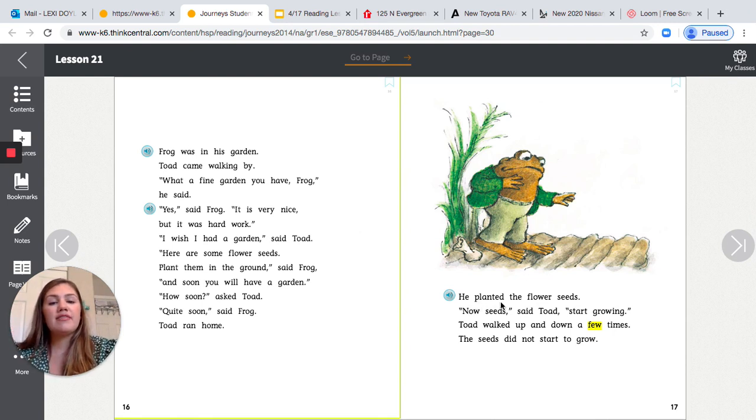Toad ran home. He planted the flower seeds. "Now, seeds," said Toad, "start growing." Toad walked up and down a few times. The seeds did not start to grow.